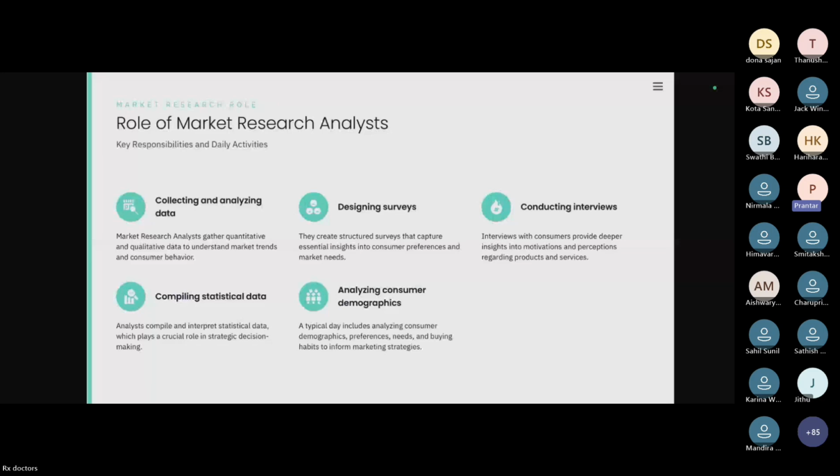They also compile statistics and examine the consumer demographics, helping the businesses understand who their customers are and who they want and what they want. Sorry. The next slide, please.